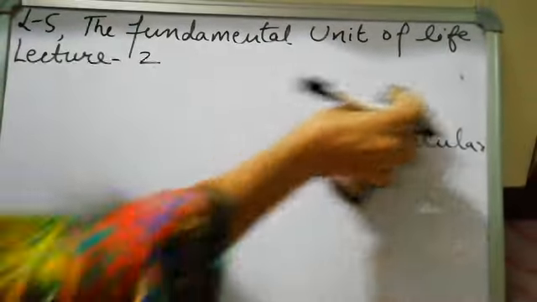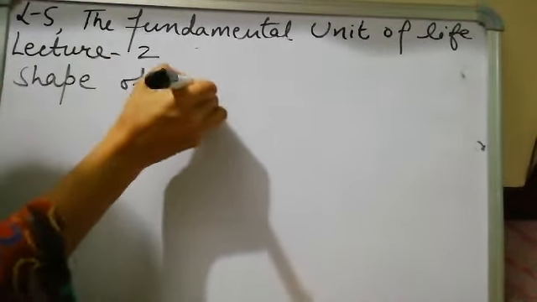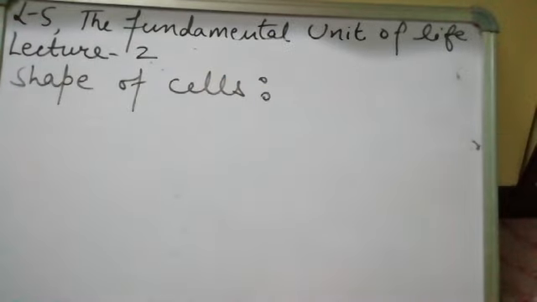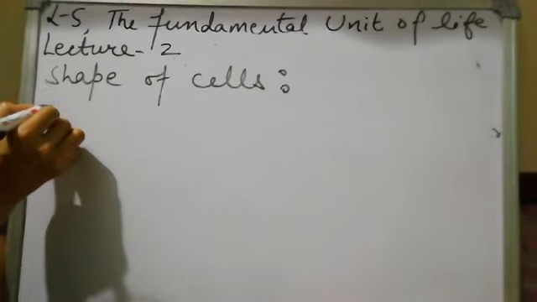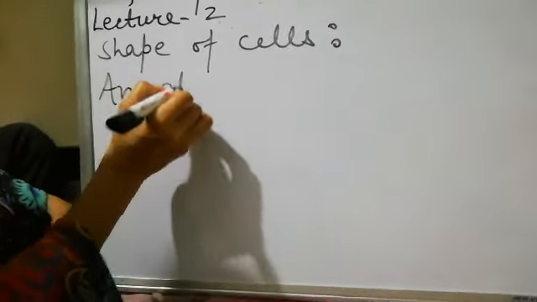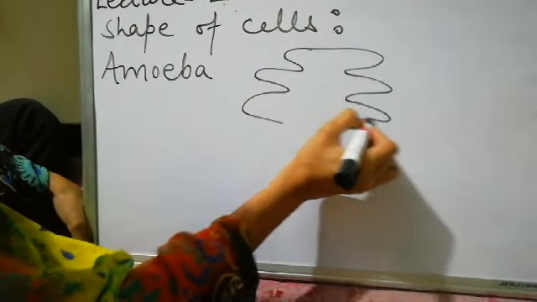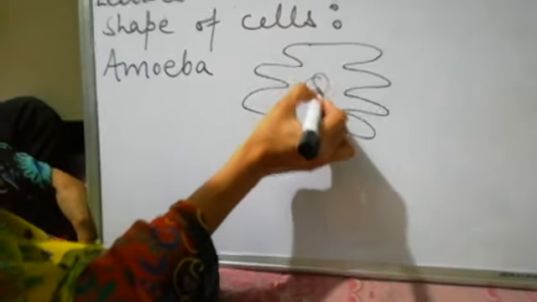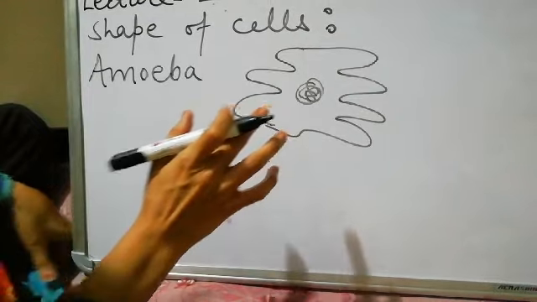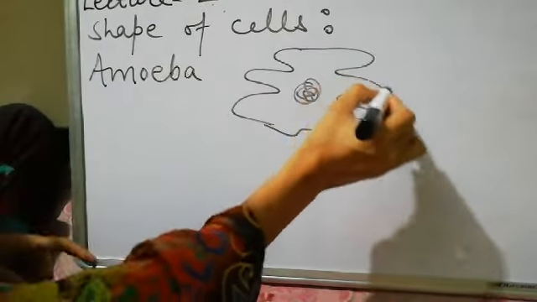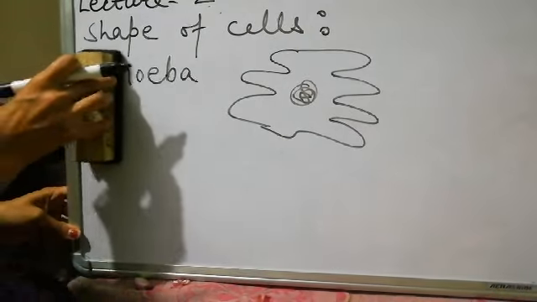Now come to the next topic, that is shape of cells. Some cells do not have a fixed shape. For example, amoeba. Amoeba is a unicellular organism composed of a single cell, and that cell does not have a fixed shape due to the flexibility of its outer covering known as the plasma membrane.